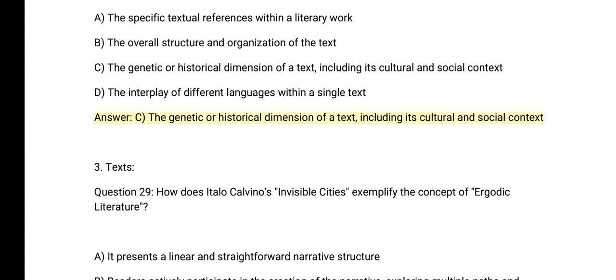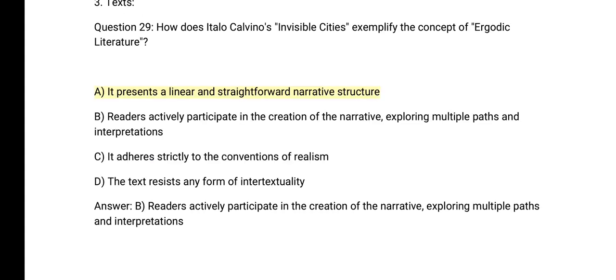3. Texts. Question 29. How does Italo Calvino's Invisible Cities exemplify the concept of ergodic literature? A. It presents a linear and straightforward narrative structure. B. Readers actively participate in the creation of the narrative, exploring multiple paths and interpretations. C. It adheres strictly to the conventions of realism. D. The text resists any form of intertextuality. Answer. B. Readers actively participate in the creation of the narrative, exploring multiple paths and interpretations.